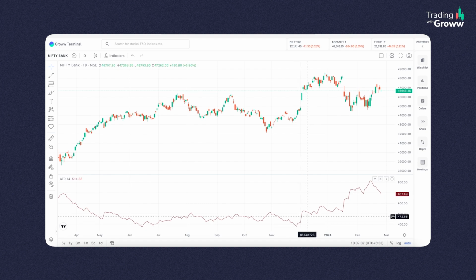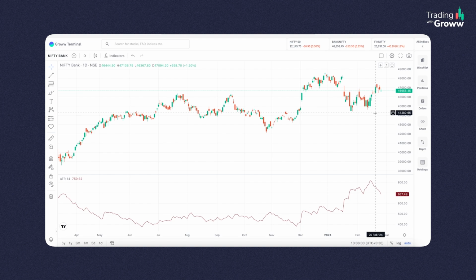Since this ATR kept increasing as the days went on after December, maybe because of the upcoming budget session, volatility was expected to move. Now the average true range is approximately 687, which means that from whatever price Bank Nifty opens at in a day, it can move up 600 points or down 600 points. The range gets expanded. This is how you can gauge the volatility of the markets.